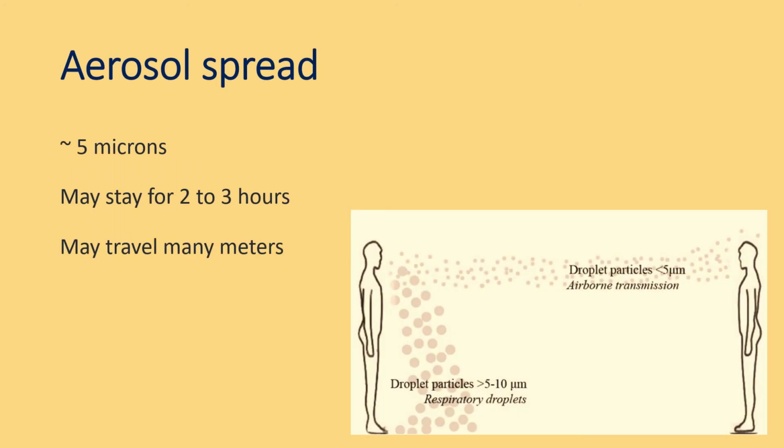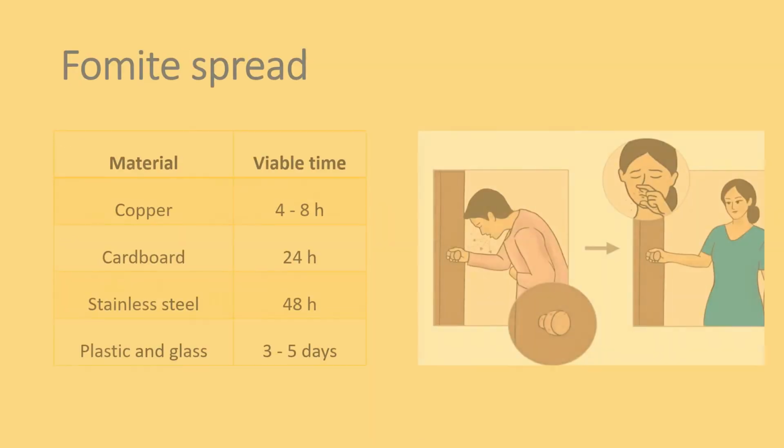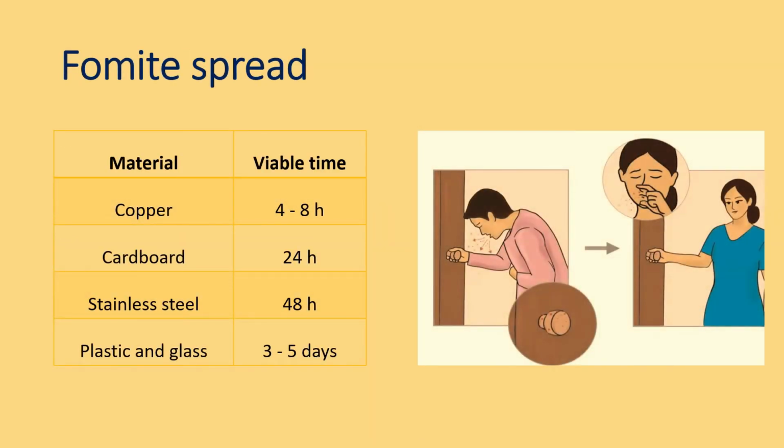Aerosols are smaller particles, usually less than 5 micron in size, which stay for more than 2 to 3 hours in the air. They may travel many meters and are increasingly being recognized as a major mode of transmission. Fomite spread may also be an important mode of transmission where inanimate objects get contaminated with viral particles. SARS CoV-2 remains viable in copper for 4 to 8 hours, in cardboard for 24 hours, stainless steel for 48 hours, and in plastic and glass for 3 to 5 days.